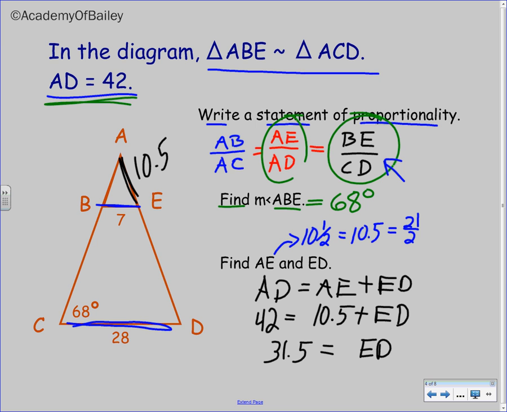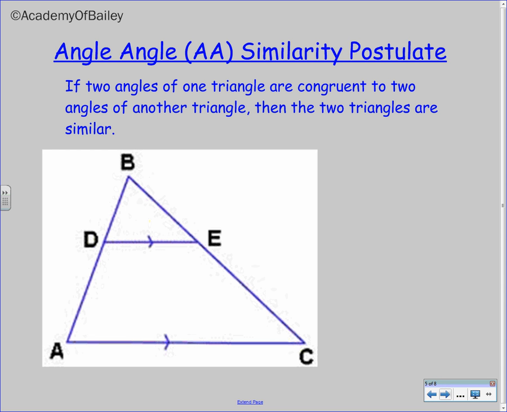There we go. Some things you're going to have to remember: statement of proportionality. That's just creating the fractions using the vertices of the triangles. And I think the rest of it, you should just be able to use your algebraic skills and your critical thinking skills to come up with it. ED is 31.5. Okay. Man, we are rolling.